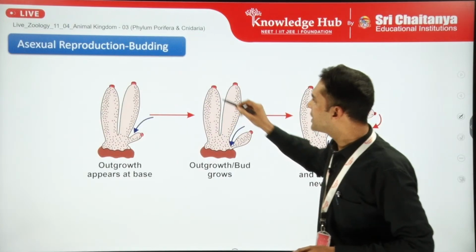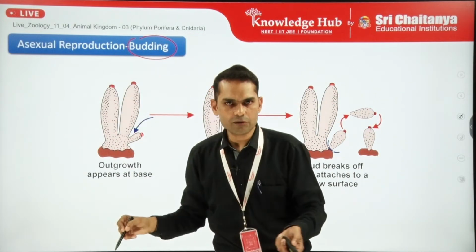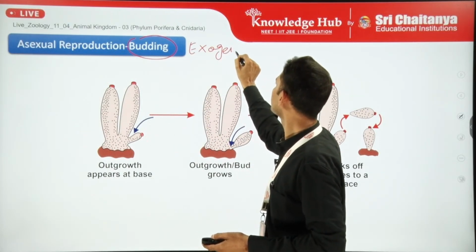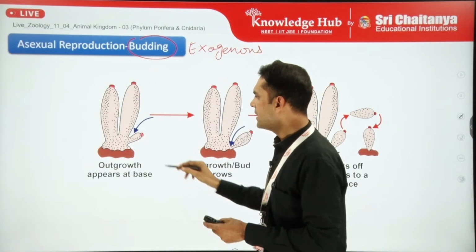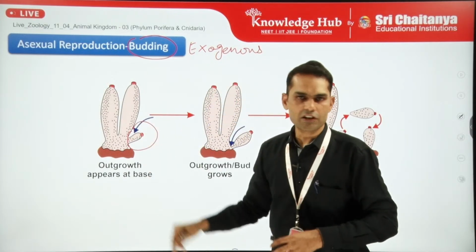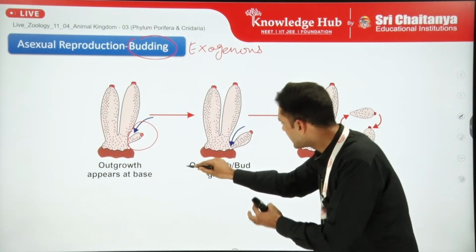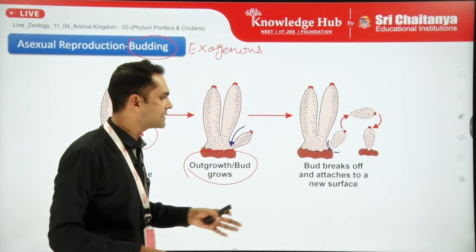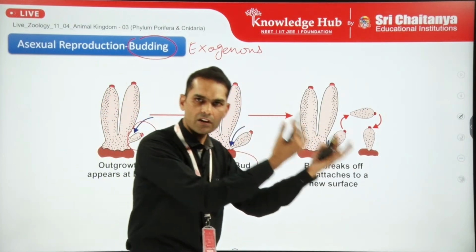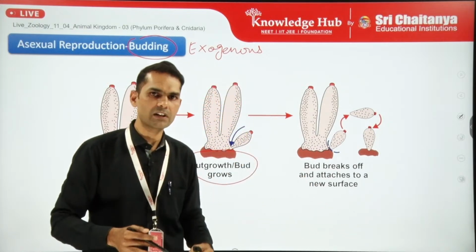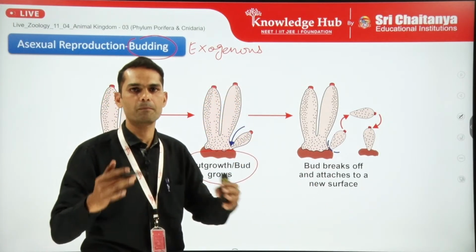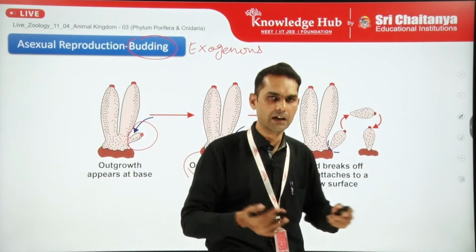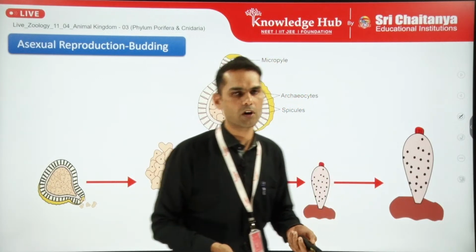Now, as we see in the budding, it is an exogenous budding, that means external. So I am writing down exogenous budding. In this way, there is a small outgrowth which appears first, then it further grows, and after a certain growth, it gets detached. It finds another solid substratum, and when it gets attached to that solid substratum, it grows as a separate individual. So in this way, exogenous budding helps in asexual reproduction of the poriferans.